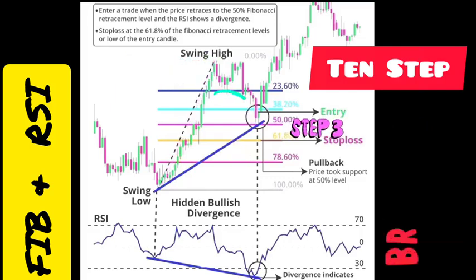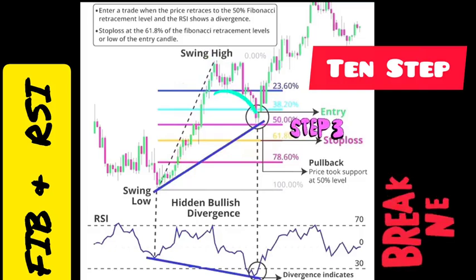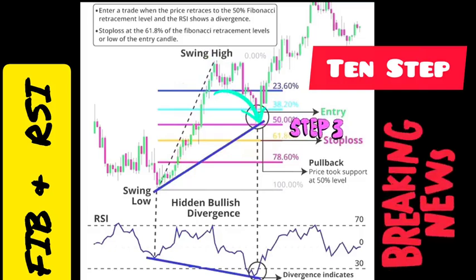Step 3. Monitor the 50% Fibonacci level. Watch as the price retraces to the 50% level. This is a common area where buyers enter the market. It can act as a potential support zone.